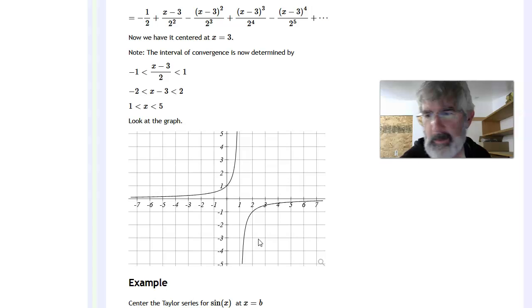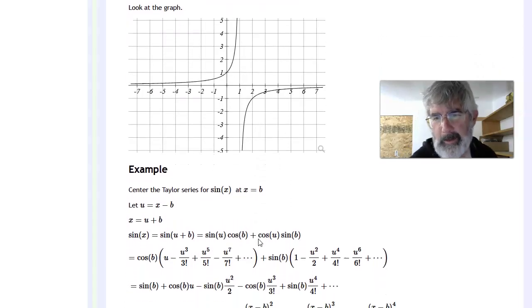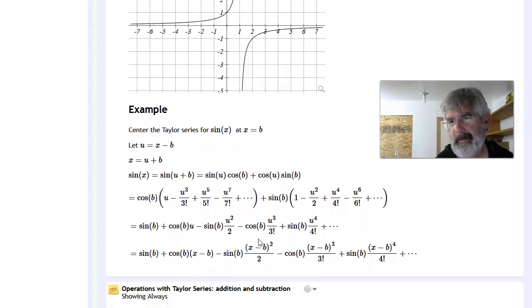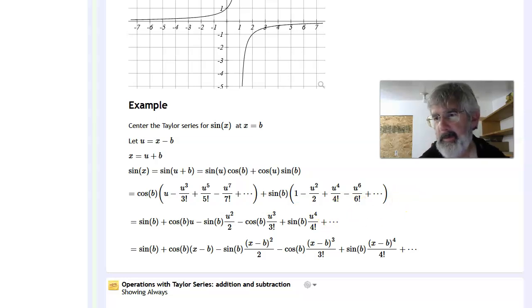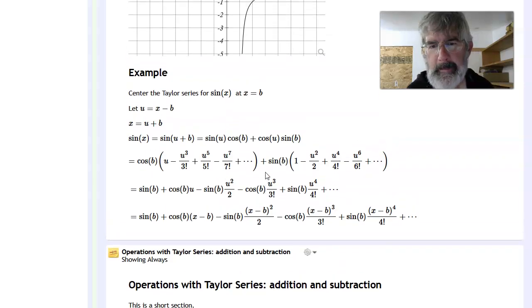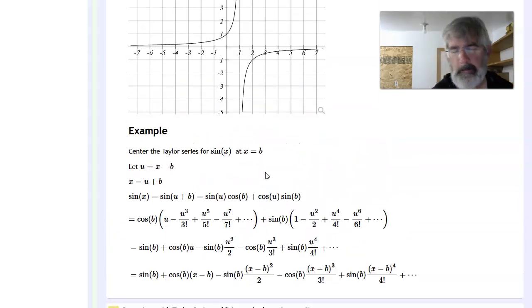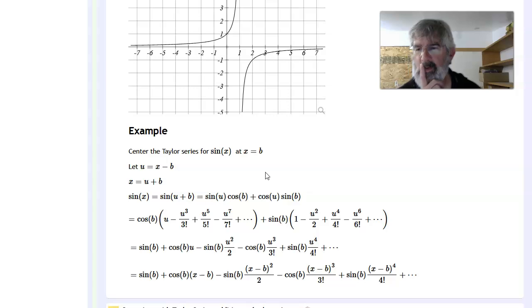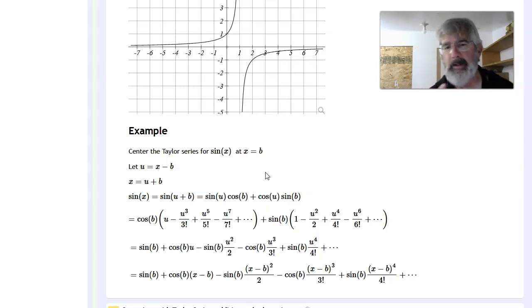Okay. Let's do one more example here. We could do this another way. In fact, we'll look at it another way. But I just want to try the same thing using sine.